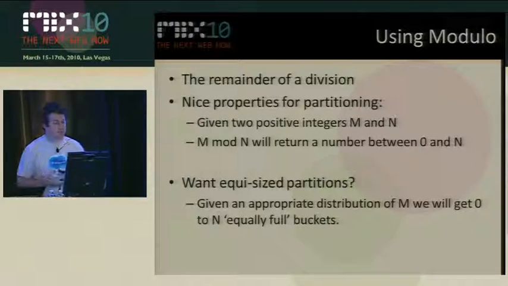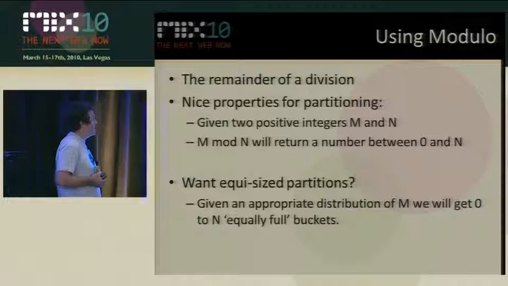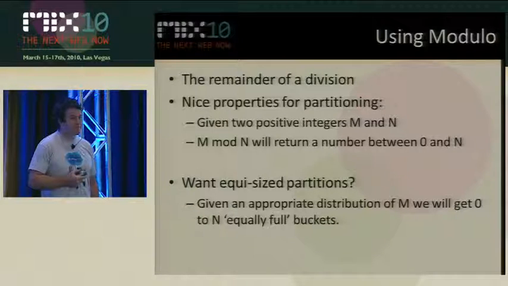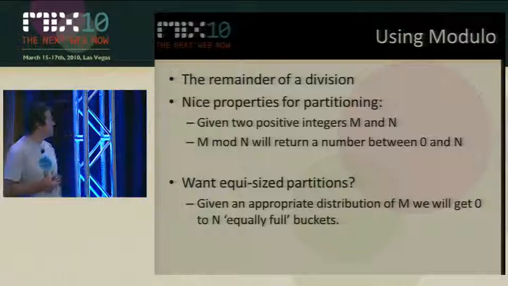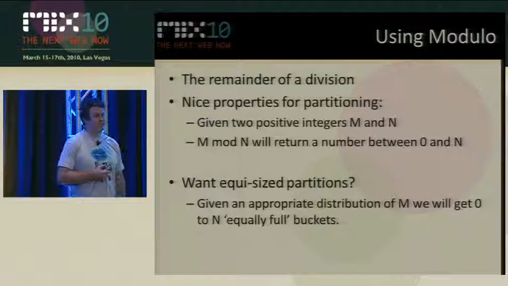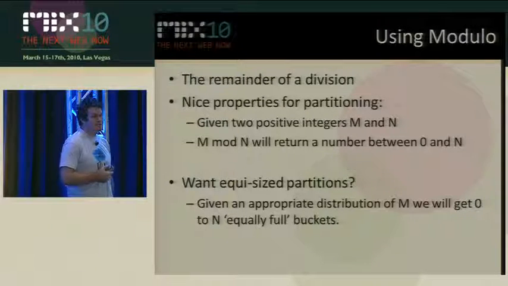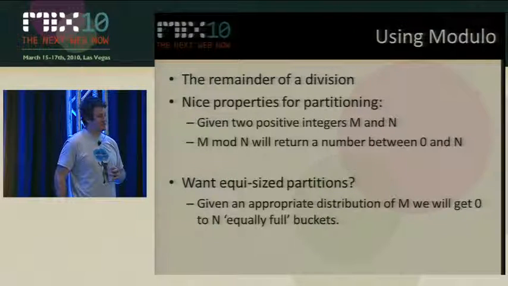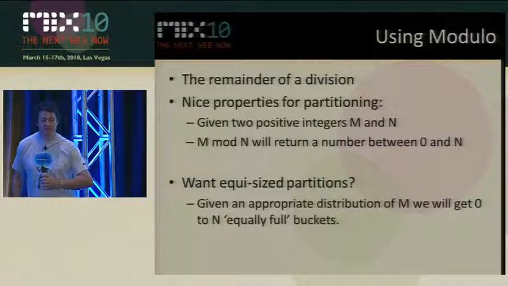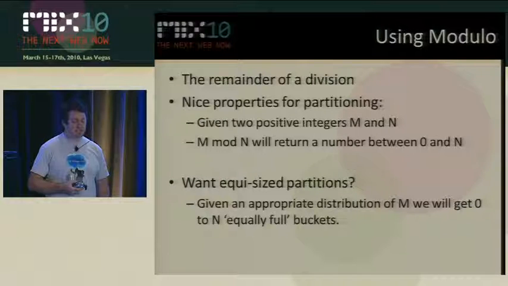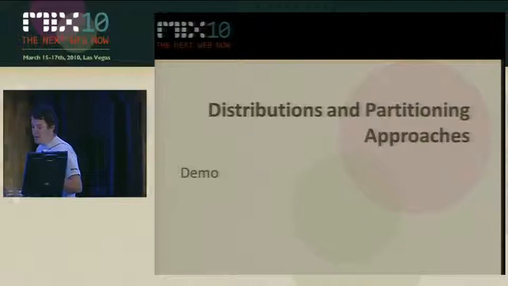So the modulo operator is a really useful operator that we can use to help with our partitioning. Modulo just gives us the remainder of a division. It has a really nice property for partitioning, and that property is that given two positive integers, m and n, m mod n will return a number between 0 and n. Right? So if we have data that is randomly distributed through the domain M, we can use modulo to give us 0 to n equally sized partitions. Kind of useful? Let's have a look at that.